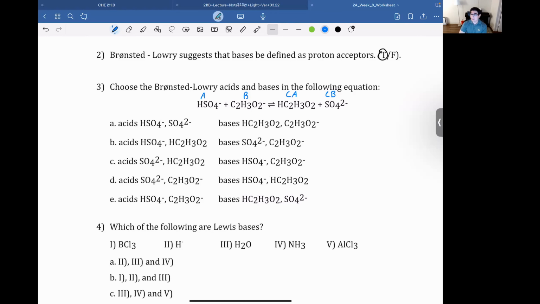So the acid, again, gives the H in this case for Bronsted-Lowry. You can just check if it loses an H or if it gains an H, and then determine it that way. So we can see here that the acids are HSO4 and HC2H3O2. So the answer looks like B.